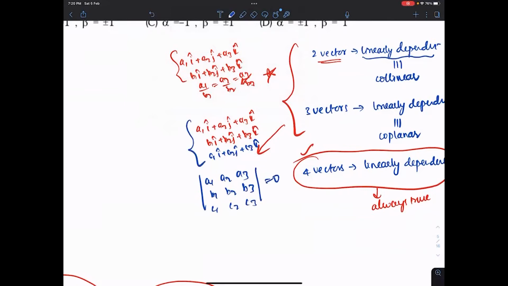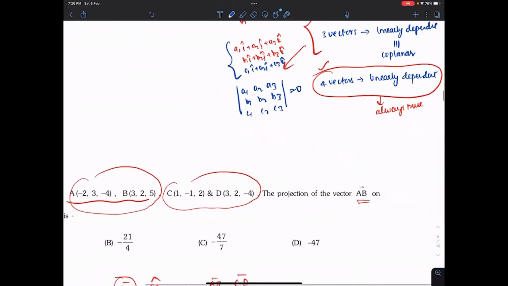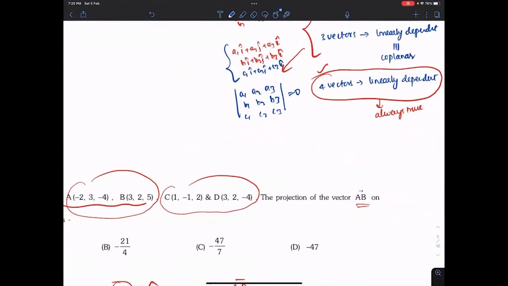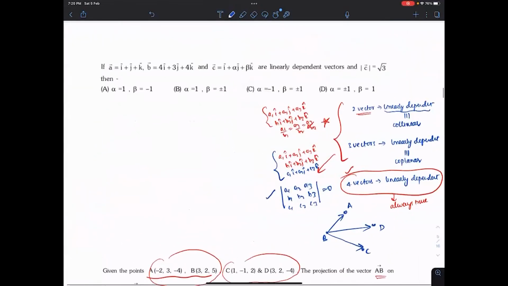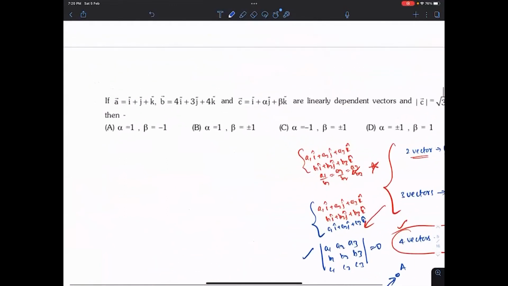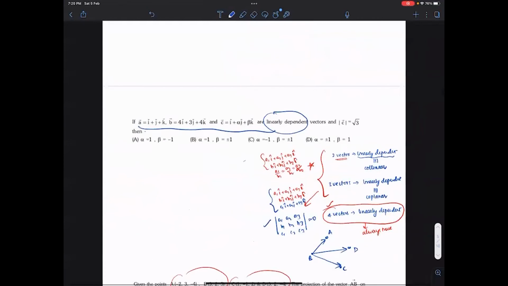Okay. Sometimes they may say four points are coplanar. See, three points are always coplanar. If four points are coplanar, that means these three vectors will be coplanar. Correct? So whenever they give four points and say they must be coplanar, then you can write these three vectors, BA, BC, BD. Then for those three vectors, the det must be 0. That's all. Okay. So in this question also, they are saying these three vectors are linearly dependent. That means the det of that must be 0. Okay. Fine. Let us go to the next part.